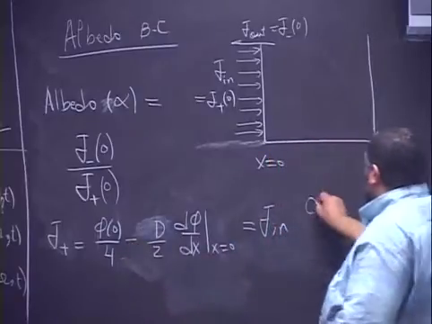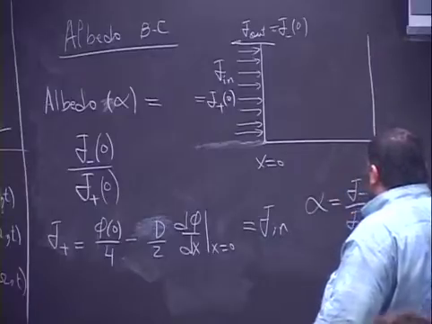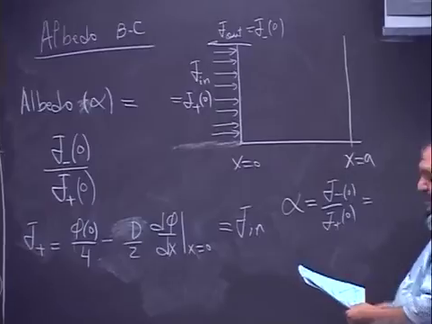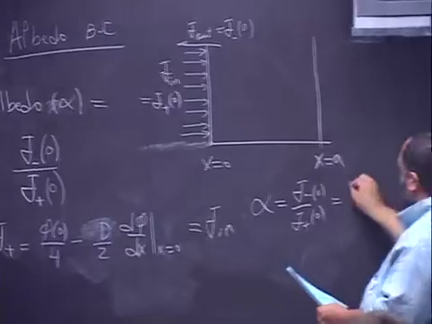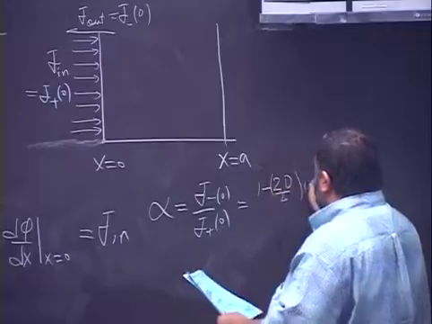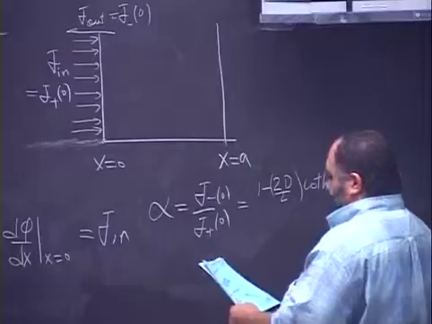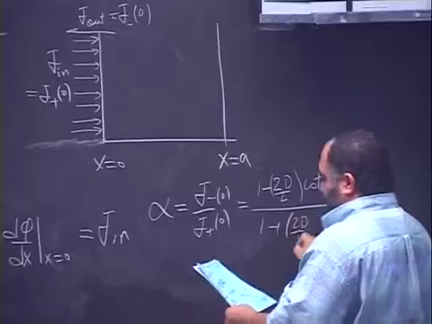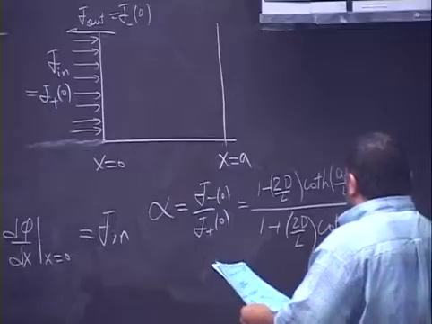So if you try to calculate the albedo, it will be just J minus over J plus, all evaluated at 0. And you will notice that this is from the flux shape in a finite slab, for example. This will be just 1 minus 2D over L multiplied by the coth of A extrapolated divided by L, all divided by 1 plus 2D over L times the coth of A extrapolated over L.